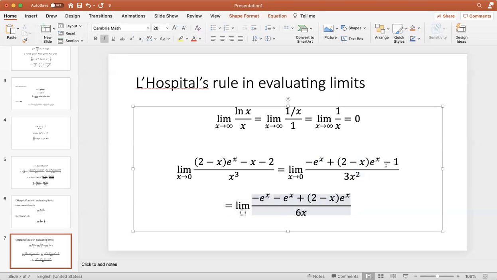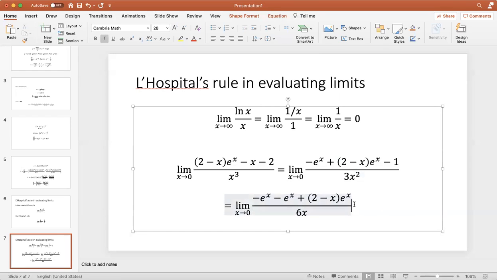as x approaches 0. Okay. Now, if I plug in 0 again here, you have 1, negative 1 minus 1, negative 2. You have negative 2 plus 2 here because this just becomes 0 times 1, 0, right? So you have another 0 over 0.